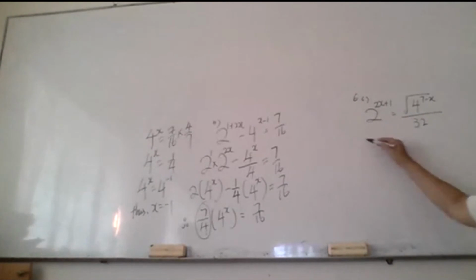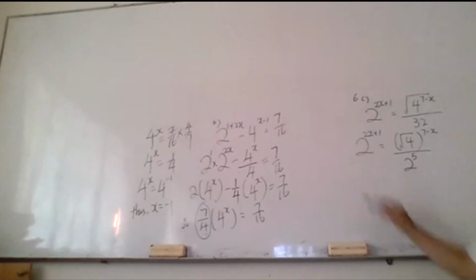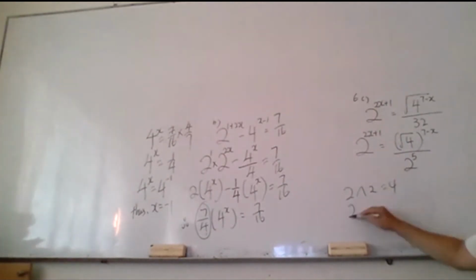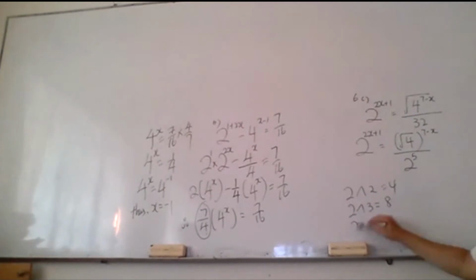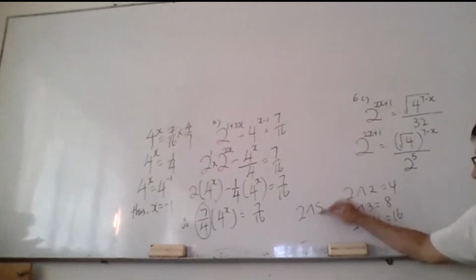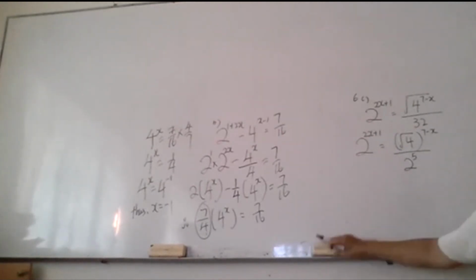First of all, my 2x plus 1 will remain. So this will be your square root of 4. Because of the 7 minus x, I can shift it out. And 32, I will write as 2 to the power of 5. You can use your calculator to check: 2 squared is 4, 2 to the power of 3 is 8, 2 to the power of 4 is 16, and 2 to the power of 5 will be 32. Perhaps you can check for that.